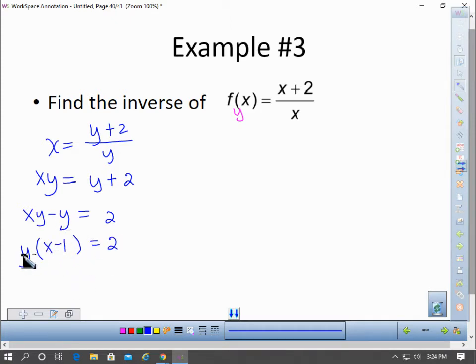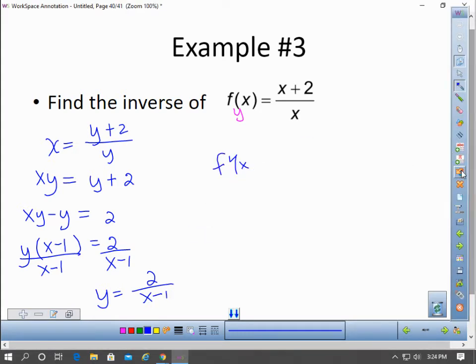And now I'm going to solve for y by dividing by x - 1. So y = 2/(x - 1). So my inverse function here is going to be 2 divided by x - 1.